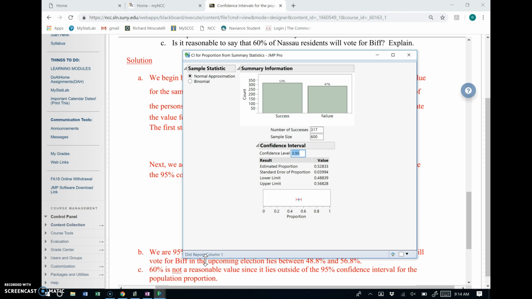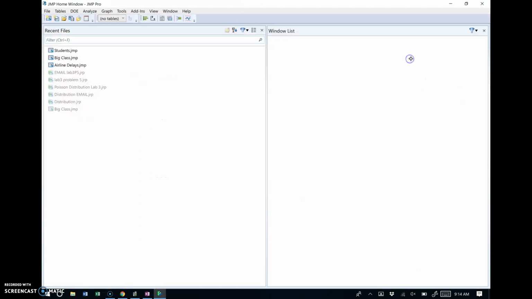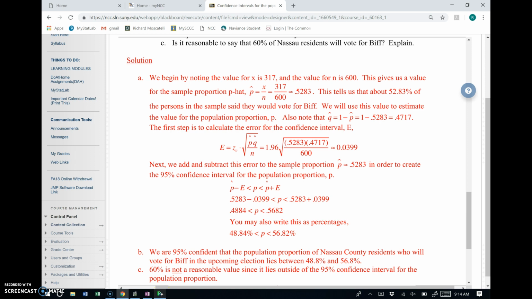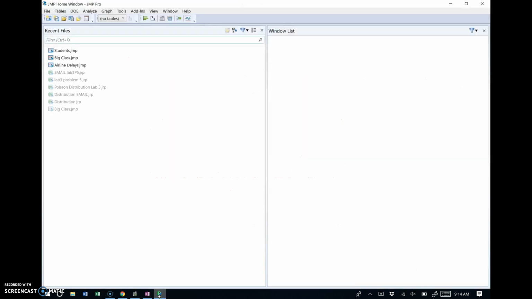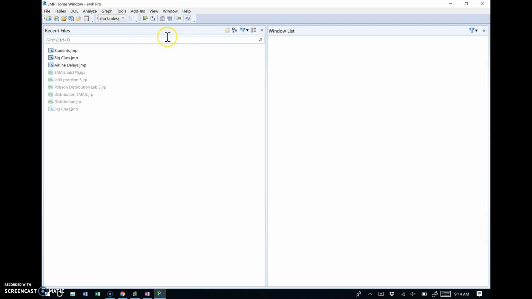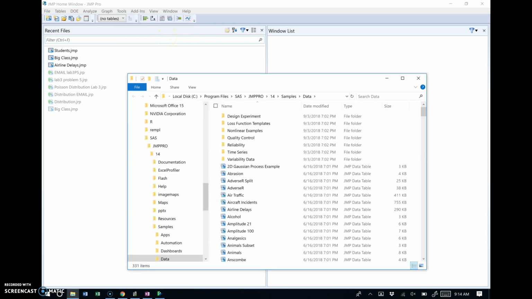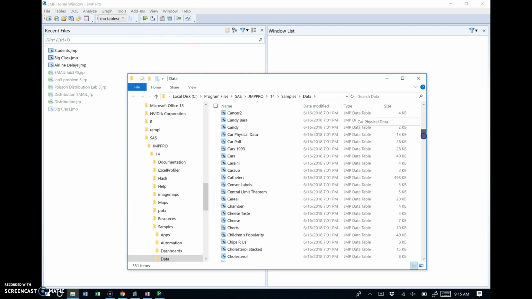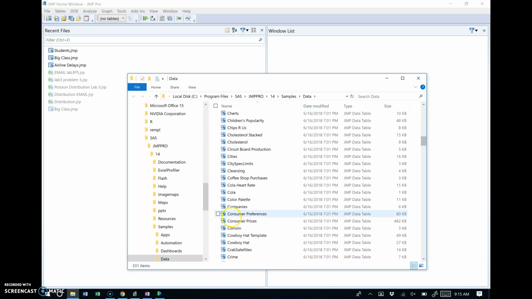What if you have raw data, though? That's the big question. So let me go back to JMP. In JMP, there's a bunch of built-in data tables that they've given us, and one of them is called consumer preferences. So I'm going to go to the Help menu, go to the Sample Data Library, and scroll down to C and find the consumer preferences data file, which is here. This is also built into your version of JMP. You and I have the same version.